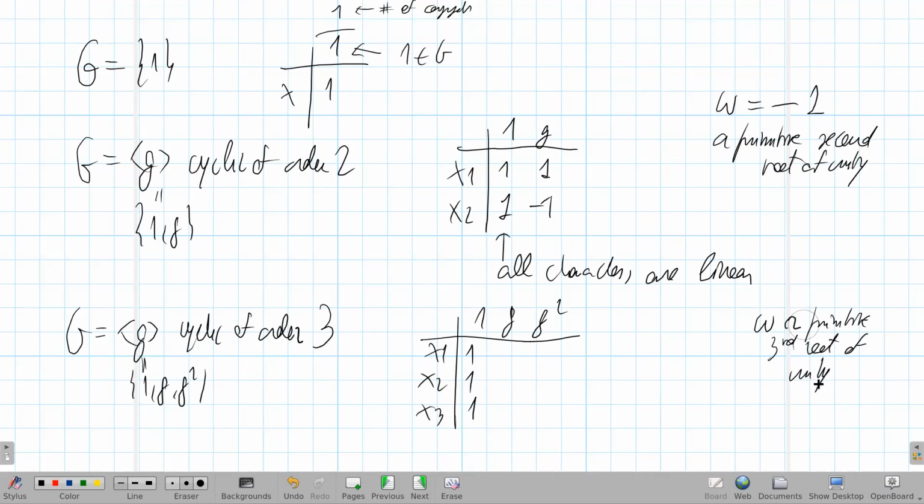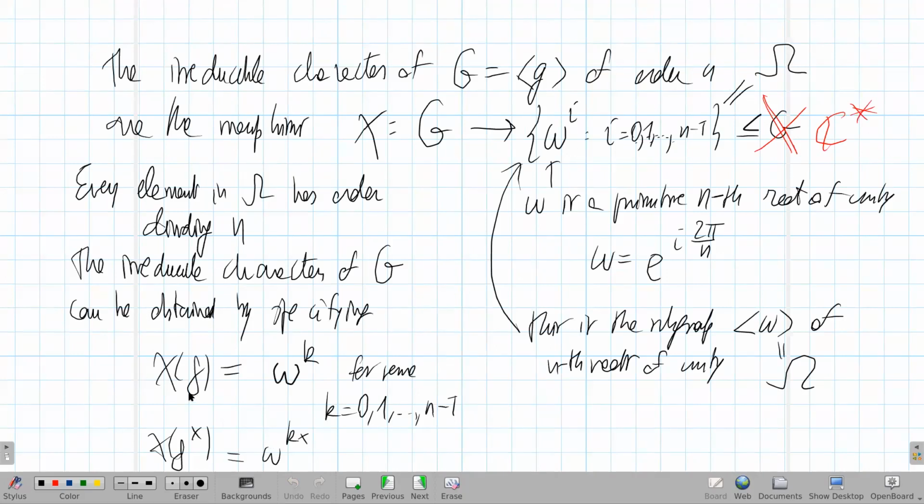Which can be written explicitly because it's one of the roots of the polynomial x squared plus x plus 1. And so you have simply to choose its value on g, okay? And remember, the rule is very simple. You can assign to g any power omega to the k, with k going from 0 to 3 excluded, so 0, 1, and 2.